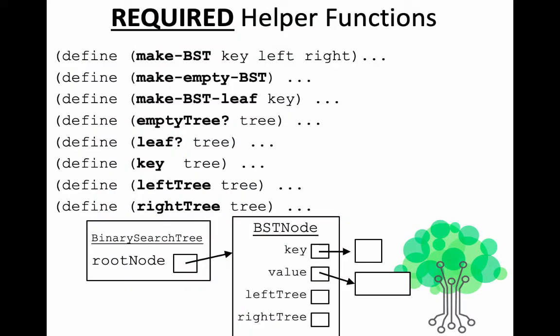So in Racket, we had created these helper functions here, but in Java, we actually get some of this built in just by creating instance variables with these names. It gives us a lot more power in designing that data structure.